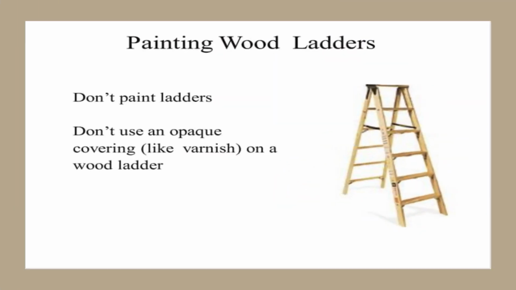Portable ladder. Inspect before use for cracks, dents and missing rungs. Design or treat rungs to minimize slipping. Side rails at least 11.5 inches apart must support 4 times the maximum load designed for use of this ladder. Painting wood ladders. Don't ever paint ladders. Don't use an opaque covering like varnish on a wooden ladder.